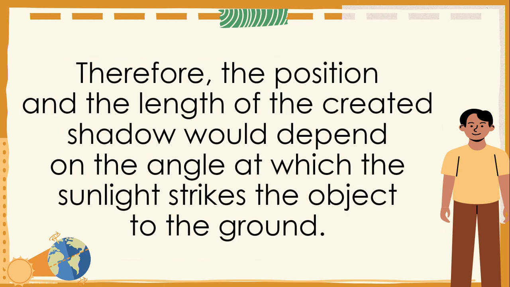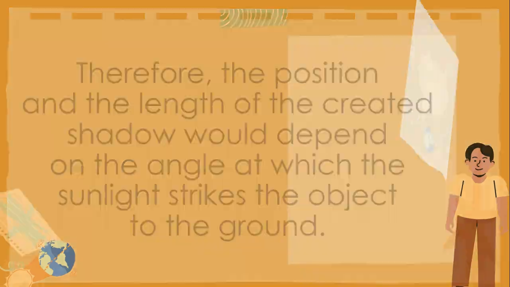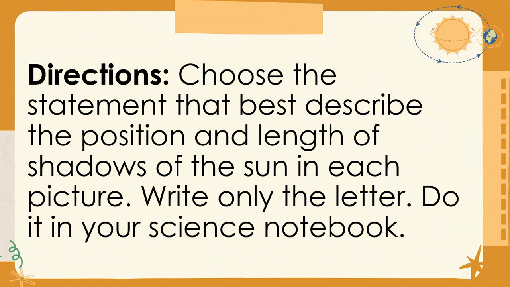Therefore, the position and the length of the created shadow would depend on the angle at which the sunlight strikes the object to the ground. Choose the statement that best describes the position and length of shadows of the sun in each picture. Write only the letter. Do it in your science notebook.